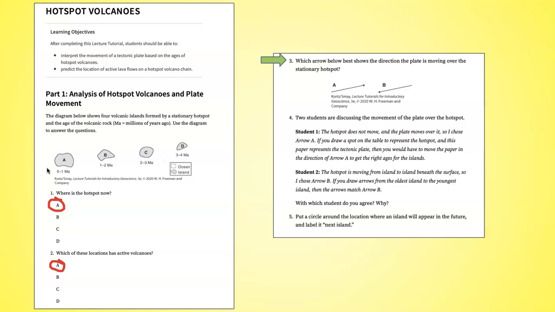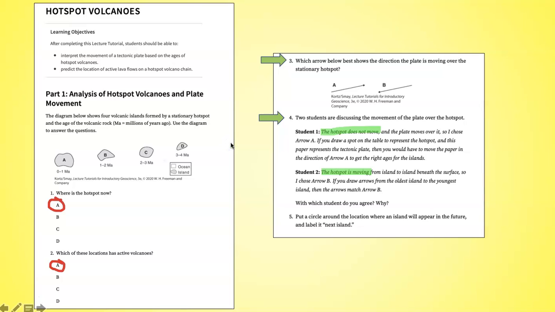The next question asks which of these 2 arrows best shows the direction of the plate that's moving over this stationary hotspot. Now, before I give you the answer on this, let's think about the next question and these 2 students who are discussing the 2 options. Student 1 says that the hotspot does not move, and so the plate moves over it in the direction of arrow A. So the idea would be that the hotspot might be over here, and B has moved off of it, and C and D have all moved off of it to the right.